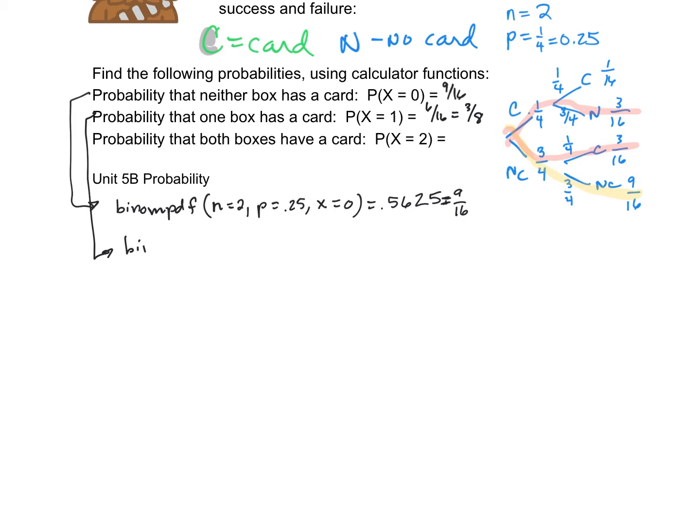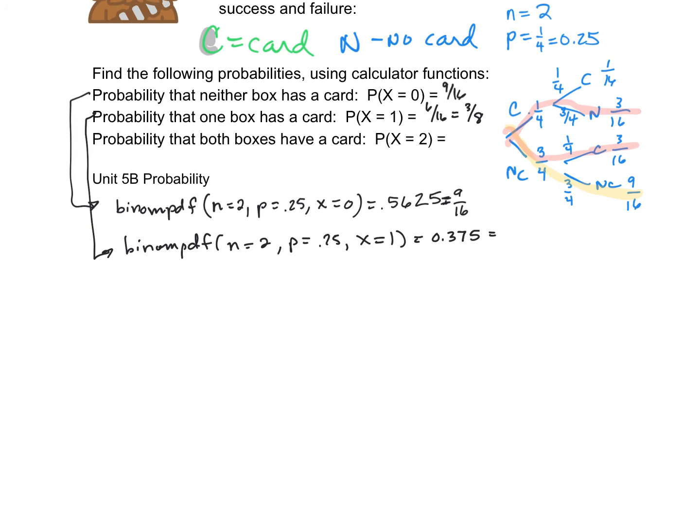This time, binomial PDF. N equals 2 still, and p is still equal to 0.25, only this time x equals 1. So really quick, second vars, binomial PDF, just arrow down to the x value instead. I'm looking for x equals 1. 0.375, right?